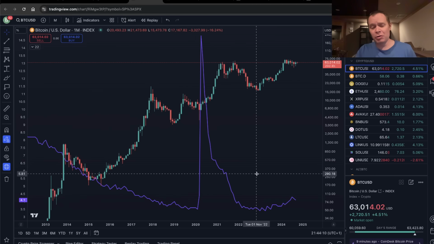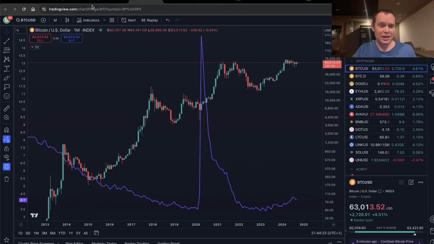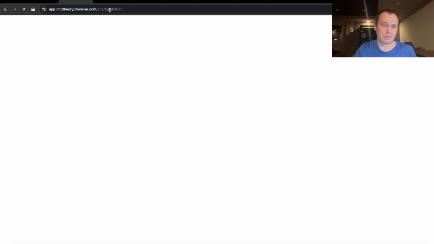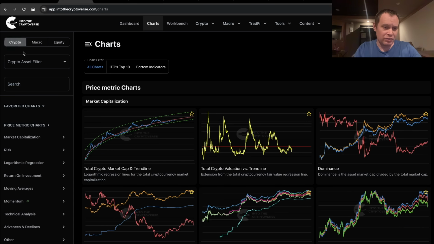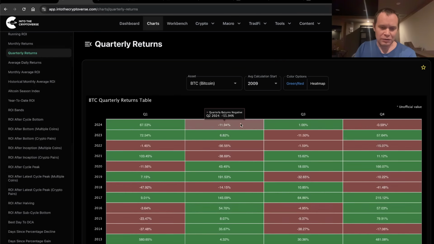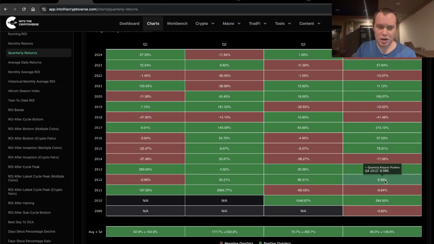Now, if Bitcoin goes down in Q4, does that completely derail the whole cycle? I would argue that it would not. Right now, first of all, there's a good chance it doesn't go down in Q4. If we go over here back to the website and we just look at quarterly returns for Bitcoin in Q4, 2020 was green, 2016 was green, 2012 for Bitcoin was green, right? So they've all been green.